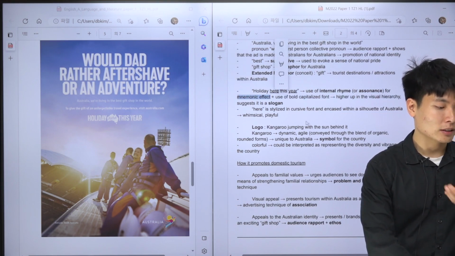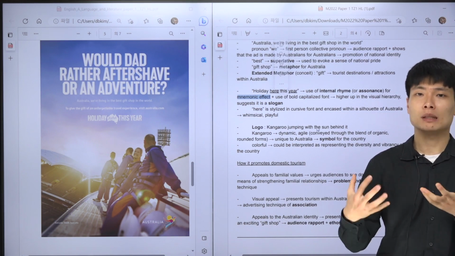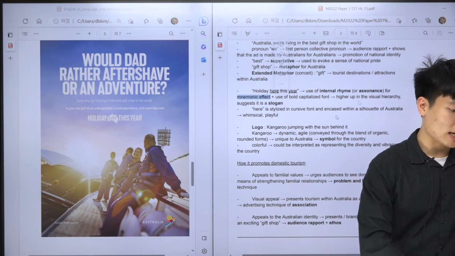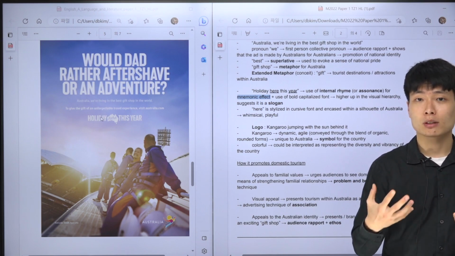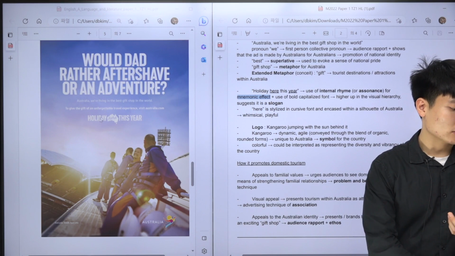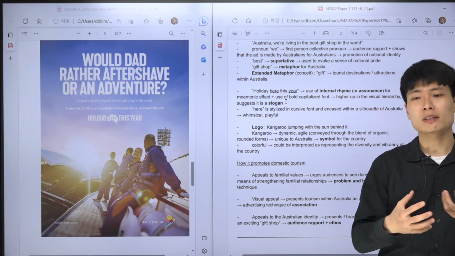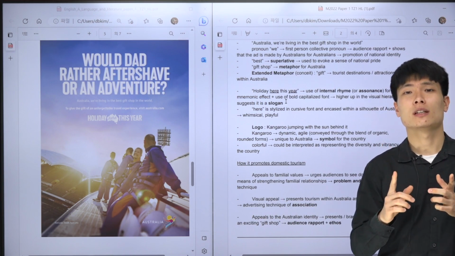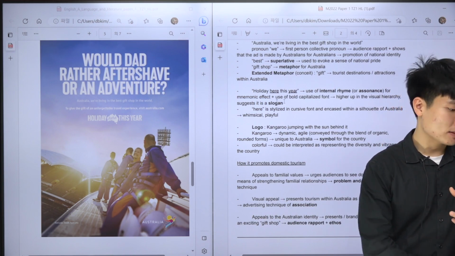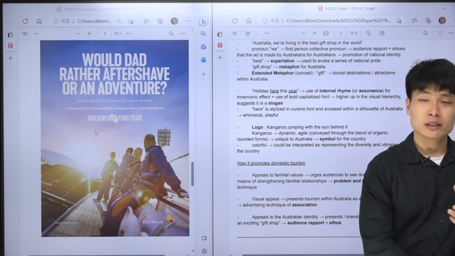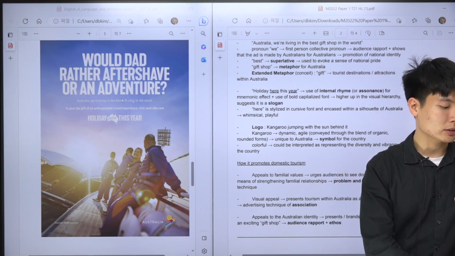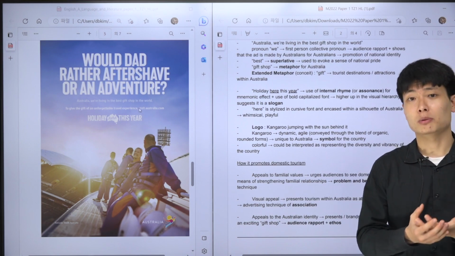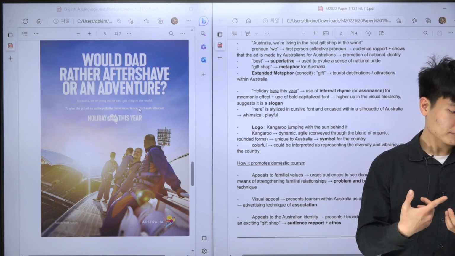The more effective use of rhymes help people remember. And this is a pretty catchy line. Not to mention that it is also written in bold capitalized font. So we know that this is higher up in the visual hierarchy, and perhaps we can even classify it as a slogan, a short phrase that a company or organization wants to associate with itself. In this case, if this is a slogan, this would be the slogan for Tourism Australia.